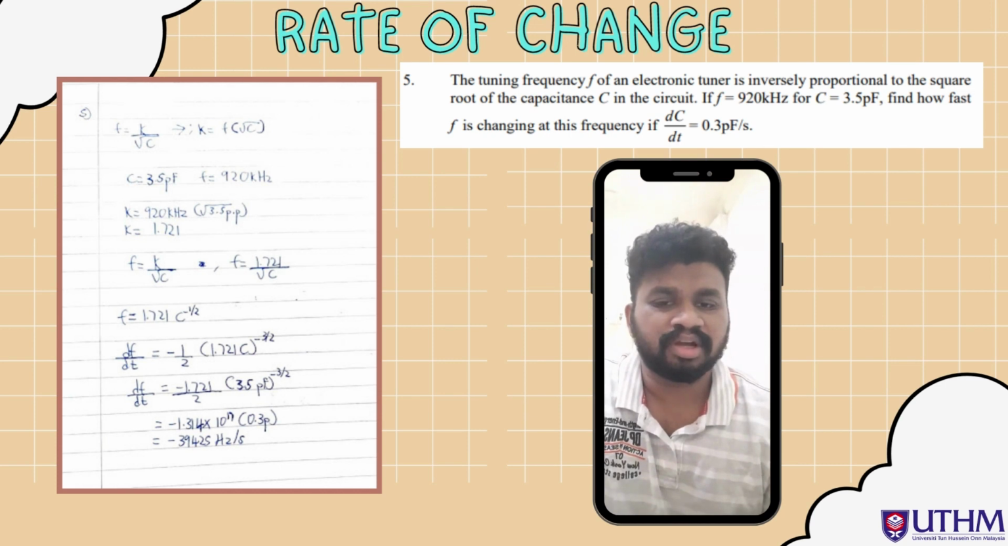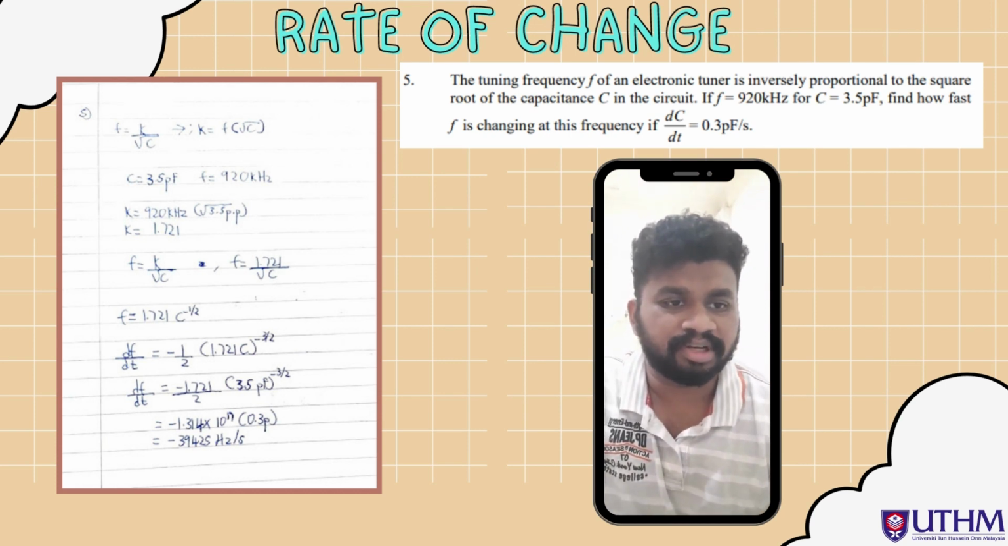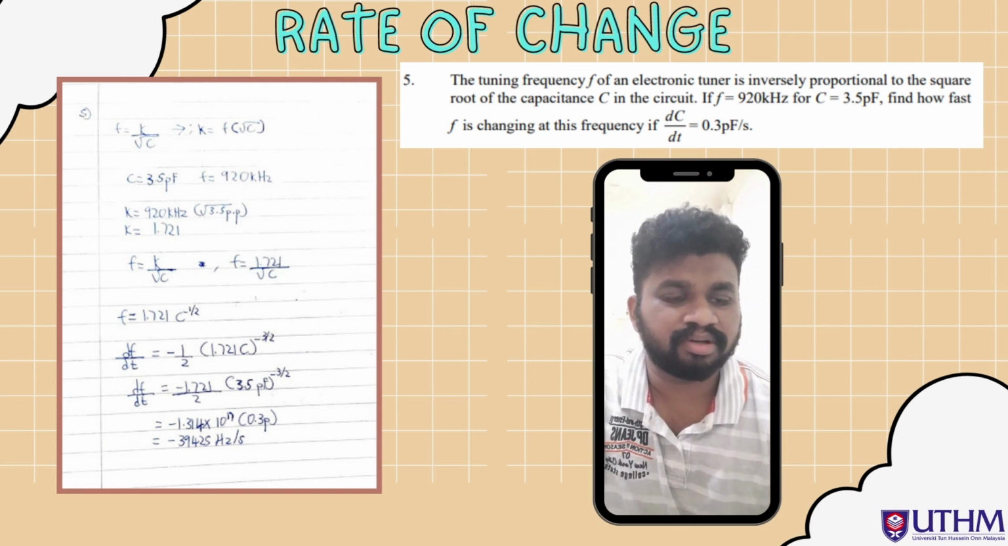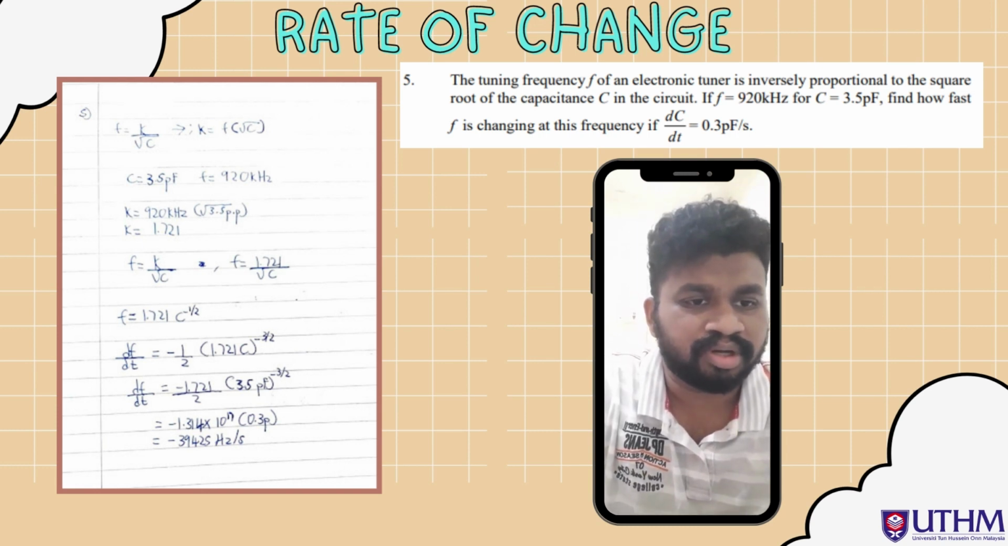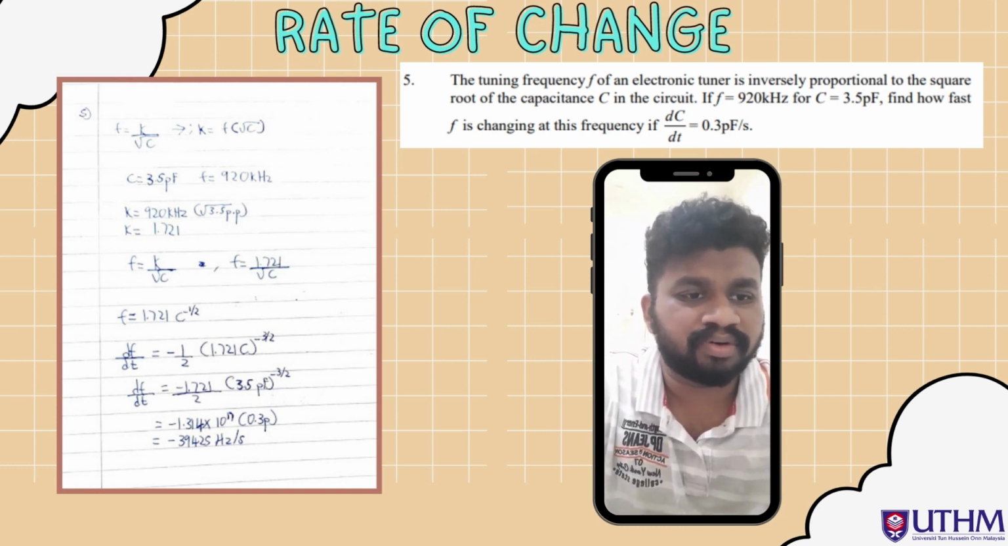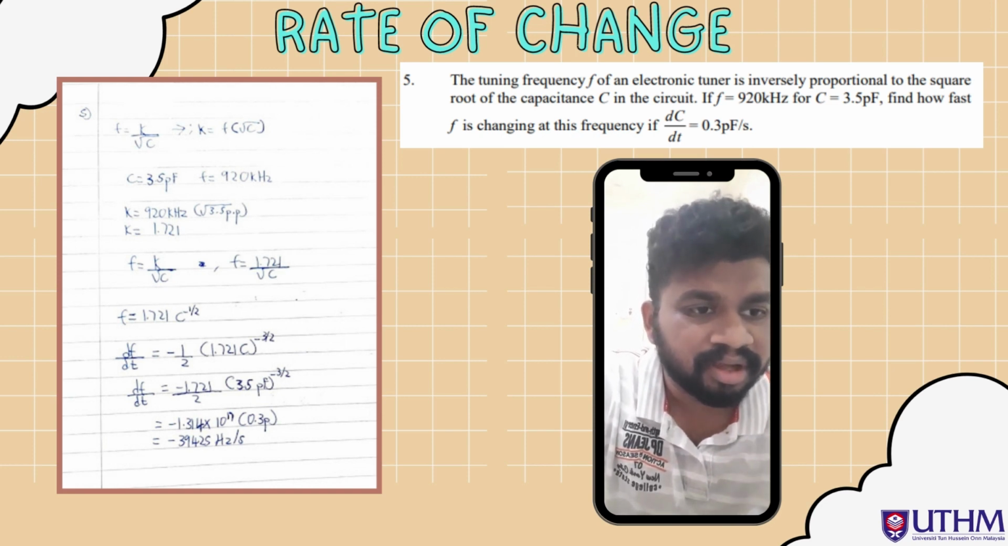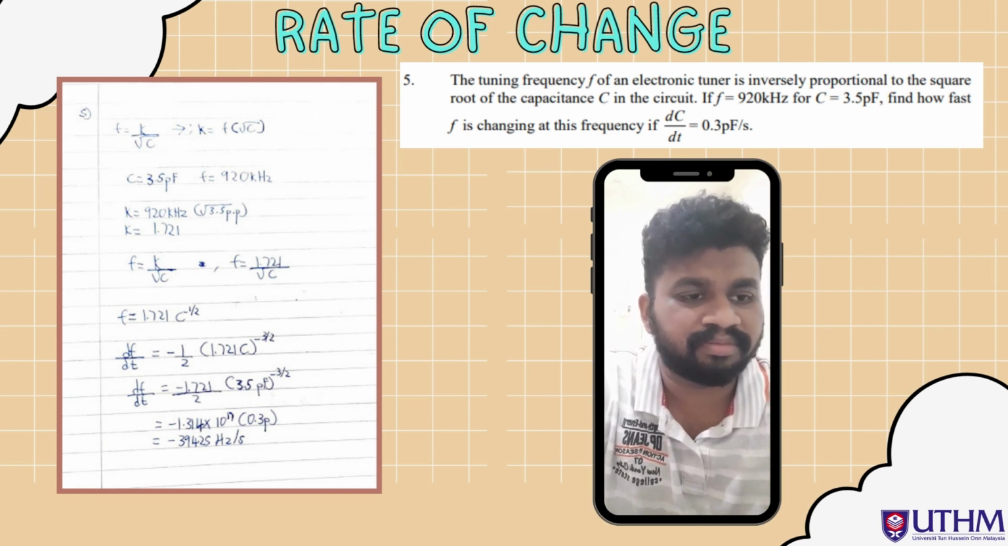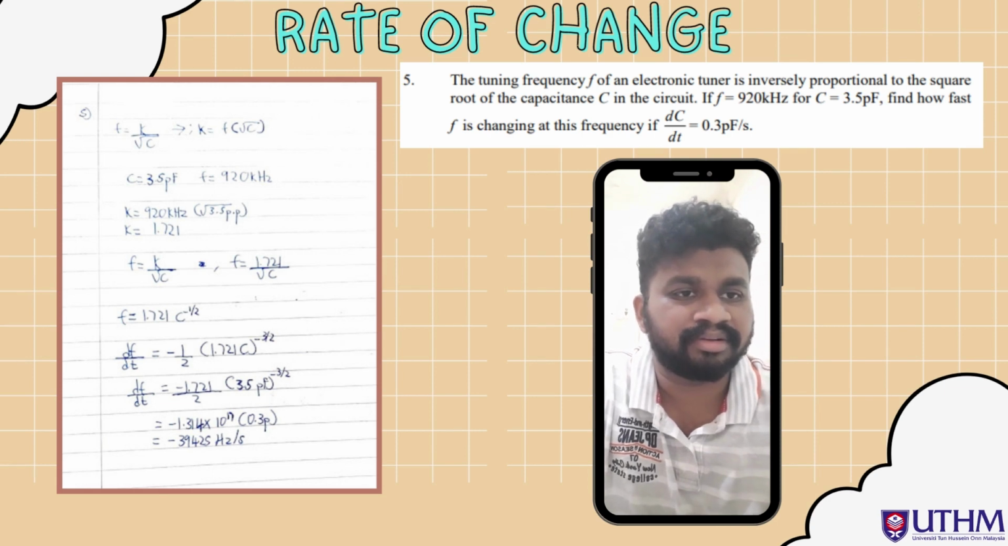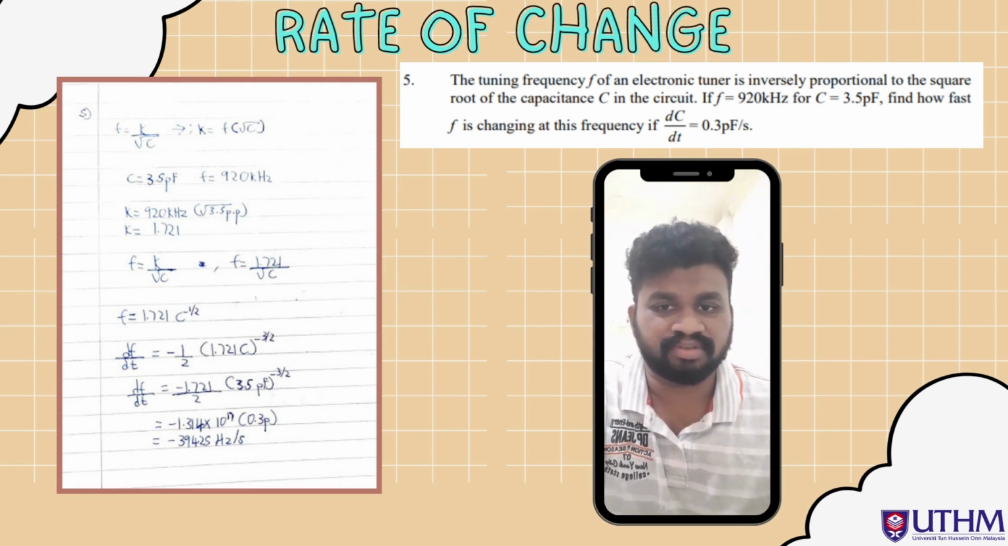So now we have to differentiate it. So df over dt equals negative half times 1.721 C to the power of negative 3 over 2. So df/dt is 1.721 over 2 times 3.5 to the power of negative 3 over 2. You will get negative 1.31 times 10 to the power of 17 times 0.3 pF. And lastly, you get the answer negative 39.425 hertz per second. So this is the working method and the solution for question number 5.